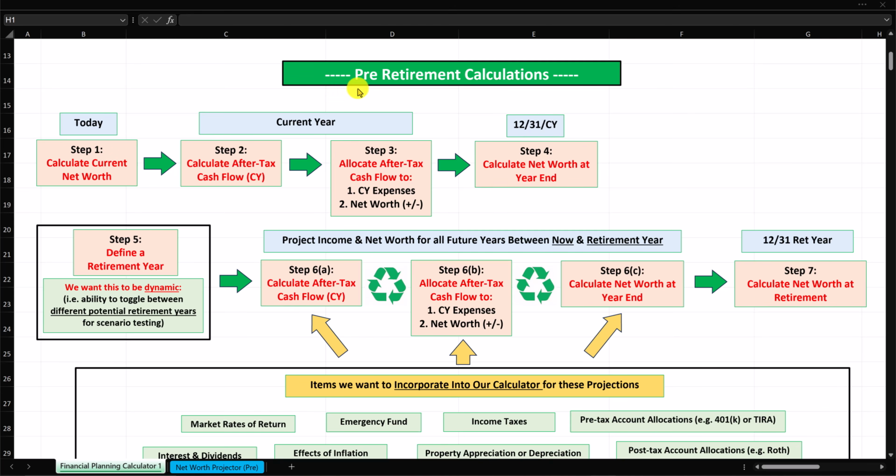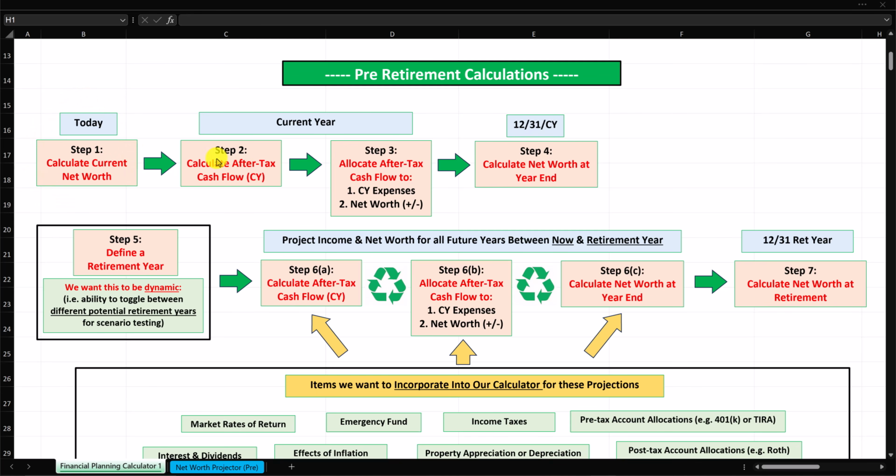So starting right here with our pre-retirement calculations, the first thing we're going to do in step 1 is calculate our current net worth as of today. If we want to know what our net worth is going to be at the time of retirement, or at the time when we ultimately pass and have to pass along our residual value to our posterity, we have to start somewhere. And that somewhere is going to be our current net worth as of today.